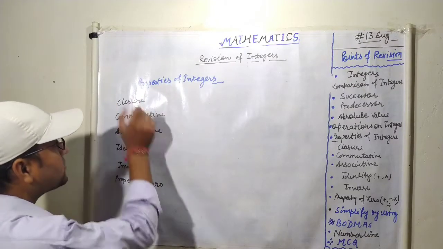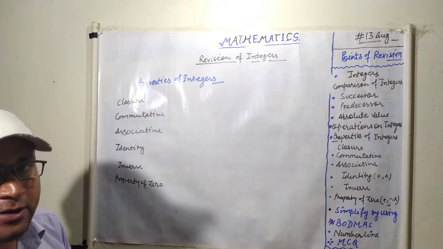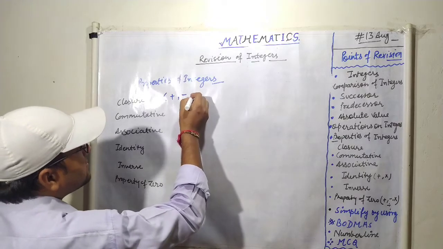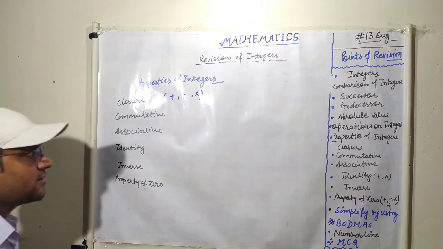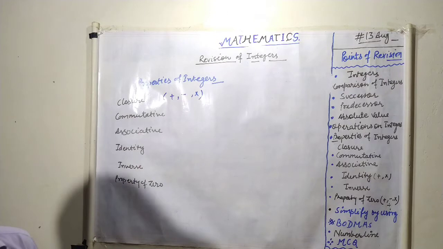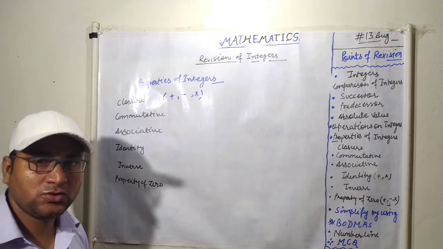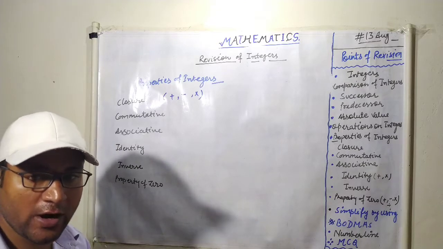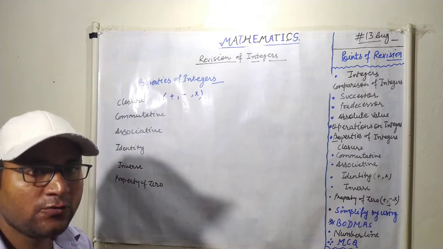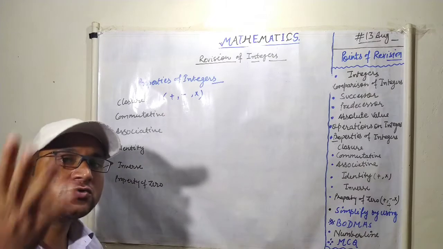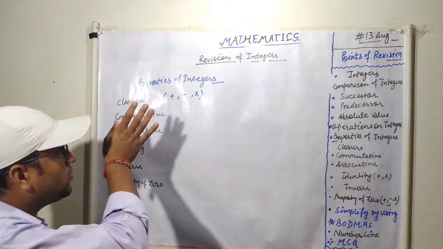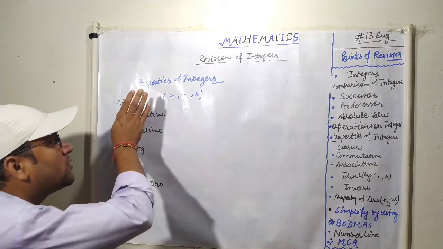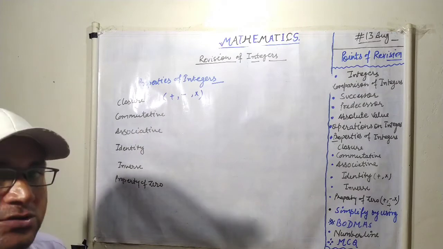The first one is the closure property. The closure property holds for addition, subtraction and multiplication. It holds for closure, meaning that if you are adding two integers, you will get another integer. That is known as the closure property. If you are adding two values, you will get another value which belongs to the same family. In the case of integers, if you add two integers, you get another integer, then it holds for closure.